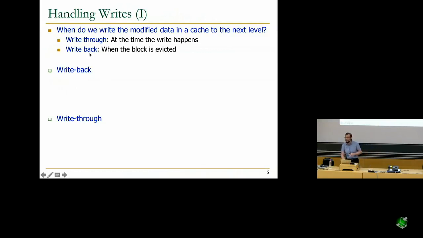Write back, on the other hand, means I'm going to update only this cache, and I'm not going to update anything else at this point. Only when this block needs to be kicked out from the cache, evicted from the cache, then I'm going to take that block and write it back to the next level. That's why it's called write back. You're writing it back at the time when the block is evicted. This is one of the fundamental design choices in a cache, and both of them have advantages and disadvantages, which we will talk about.